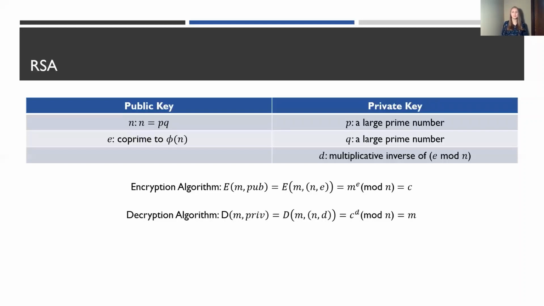So for instance, if we wanted to do 3 modulo 2, 3 divided by 2 gives the remainder of 1, so 3 modulo 2 is 1. At this point, we have developed both our public and private key for our RSA crypto system, and we are now ready to encode our message.